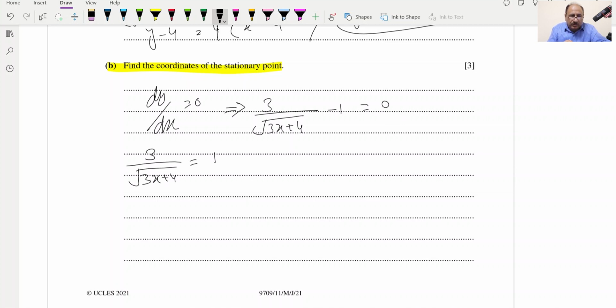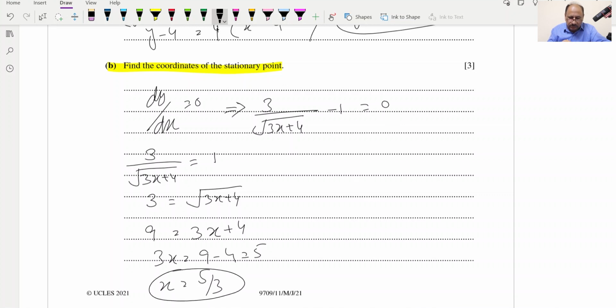Now we can cross multiply. So 3 is equal to root of 3x plus 4. Taking the square on both sides, this will be 9 is equal to 3x plus 4. So 3x is equal to 9 minus 4, which is equal to 5. So x will be equal to 5 by 3.